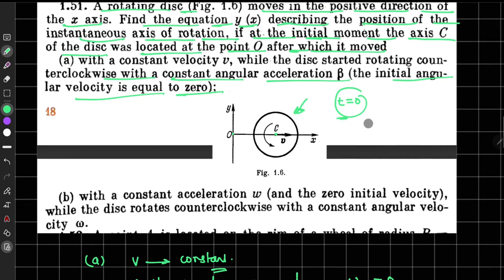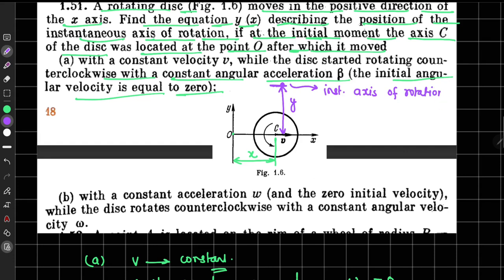In this case, let us say it has moved by a certain distance x, because the velocity is always in the x direction, and this is a rigid body, a rotating disk rotating anticlockwise. Let us say the instantaneous axis of rotation is at a distance of y from point C, as stated in the problem. So let us say this is the distance y. Now this is the point which is the instantaneous axis of rotation.